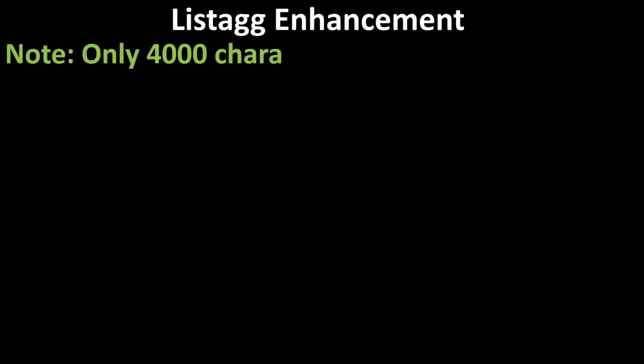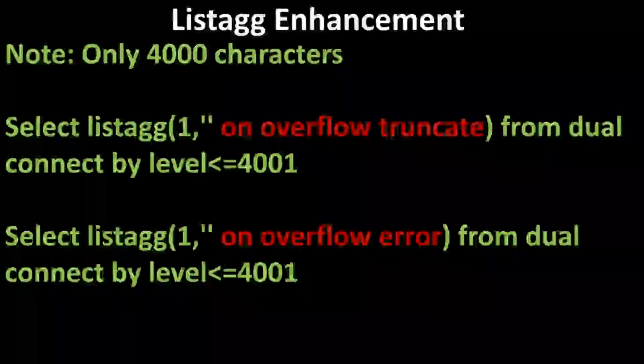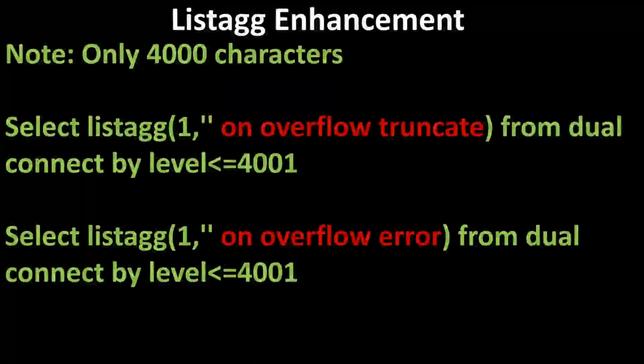Next one is the LISTAGG enhancement. LISTAGG only supports 4000 characters. If it is more than 4000 characters, then it will throw an error. In order to handle this, Oracle 12c provided two options. ON OVERFLOW TRUNCATE will remove the remaining part of the string. ON OVERFLOW ERROR will throw an error for the entire statement.